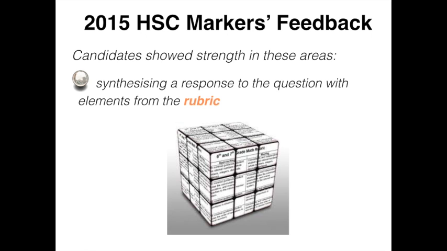I know that I've really jumped around the rubric for discovery in this lesson. If you want to do well in HSC English, it's vital that you know the rubric for the area of study and modules back to front. It's also vital that you check out what the markers for the HSC for the previous year, what feedback they've provided. The first piece of feedback from the markers of the 2015 Discovery essay was that candidates showed strength in synthesizing a response to the question with elements from the rubric. So you need to know the rubric really well.